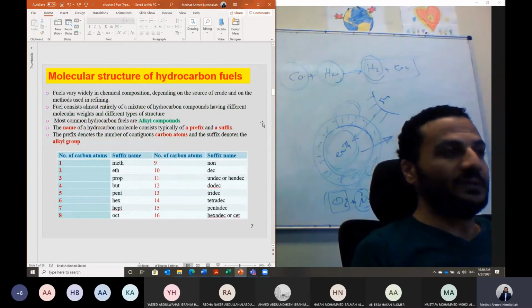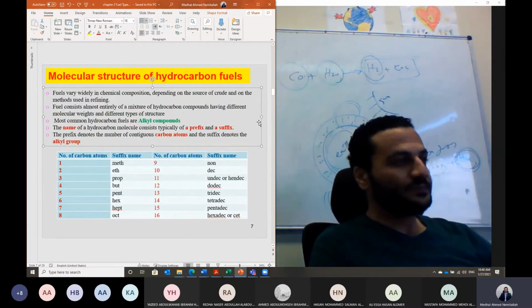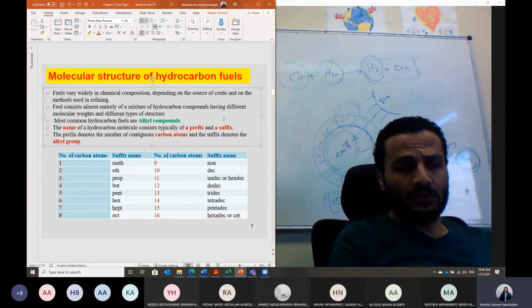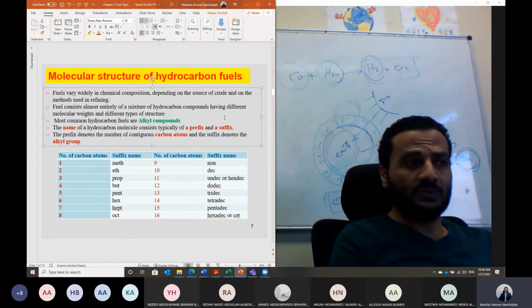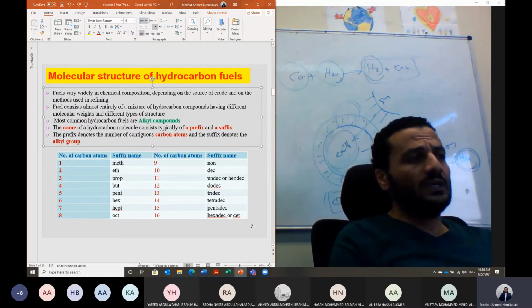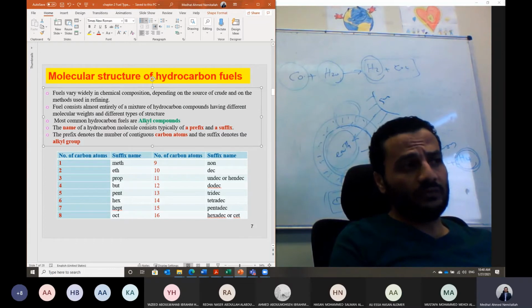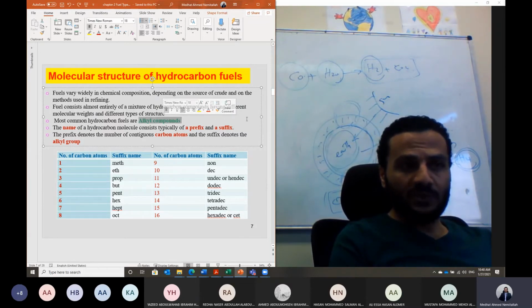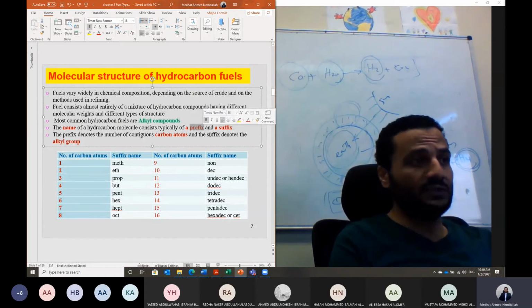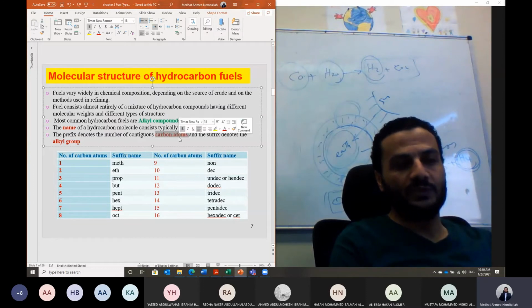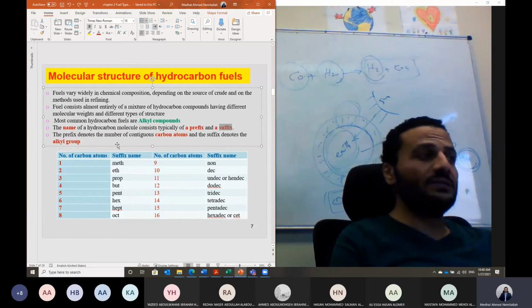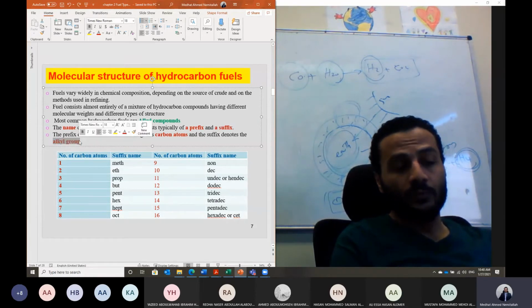Okay, type is the families of the fuel. The molecular structure of the fuel is hydrocarbon. The fuel consists of carbon atoms plus hydrogen. And most of the hydrocarbon fuels we call alkyl compounds. Any fuel should have a name. The name starts with a prefix. This prefix gives an indication of the number of carbon atoms in the fuel. And it should have a suffix, the end of the name, that indicates which alkyl group we classify this fuel in.